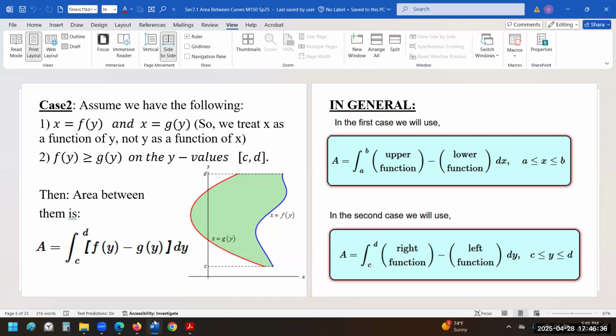Since you are not allowed to use a graphing calculator in class, for the exam you actually have to find which function is bigger or which function is on the left. You have to find it manually. But for your homework, you can use the graphing calculator and you can see which function is bigger. So you can subtract the smaller function from the bigger function.